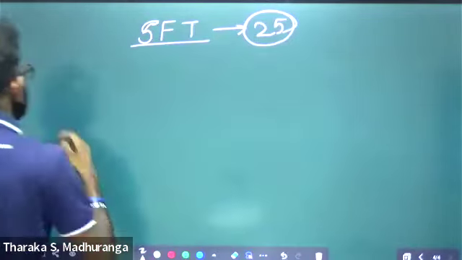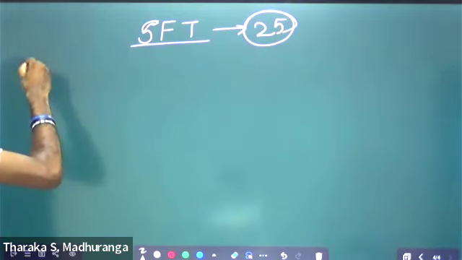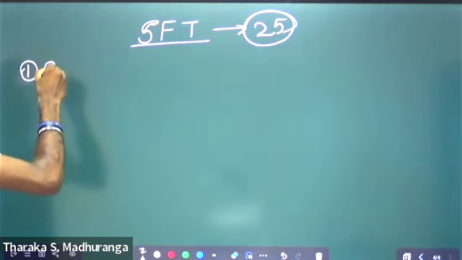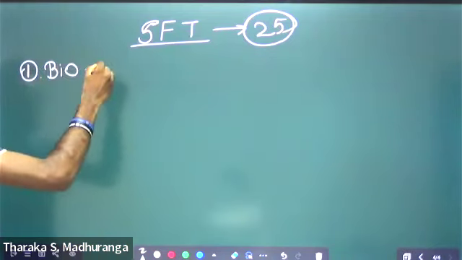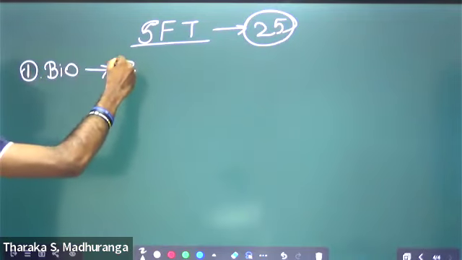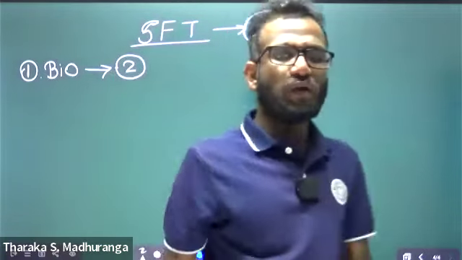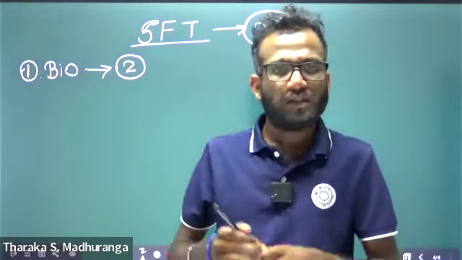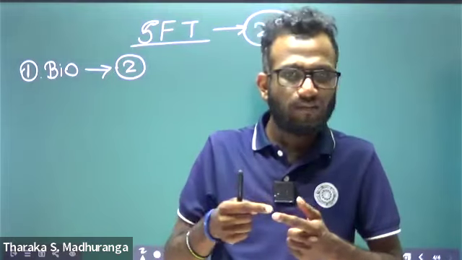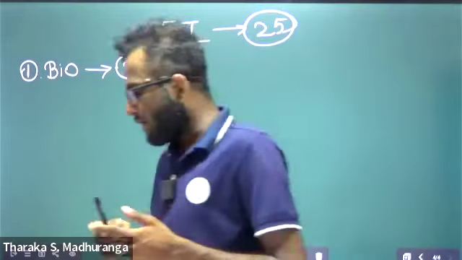The first area in our syllabus is the biology side. It is a very small part. In the biology side, we have only 2 lessons. The first one is biomolecules. The second one is cell structures. Okay, I will show you.